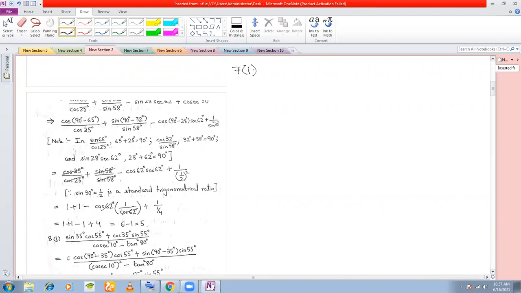The question here is, evaluate sin 65 by cos 25 plus cos 32 divided by sin 58 minus sin 28 sec 62 plus cosec square 30.